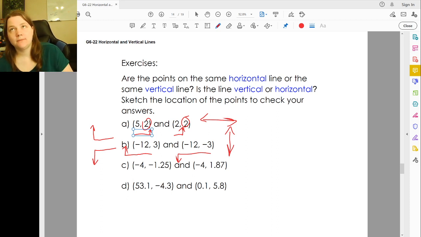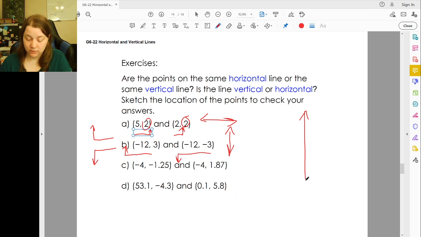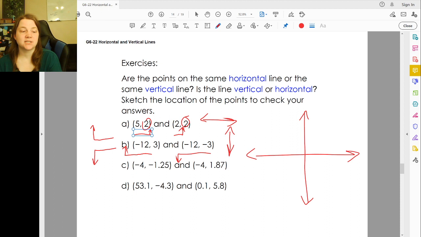It's extremely helpful to have the original x and y axes drawn out here. So I'm going to show that using letter C. But with the drawing and the undrawing, it makes things a little bit more complicated. So for letter C, negative 4, negative 1.25 would be running negative 4, negative 1.25. That would maybe land me there. If I run negative 4 and jump 1.87, that's run negative 4. Hey, that's the same distance. Jumping 1.87, look, these are going to be on the vertical line.